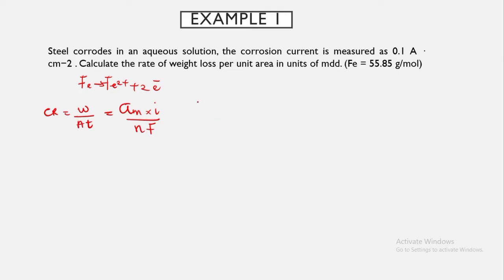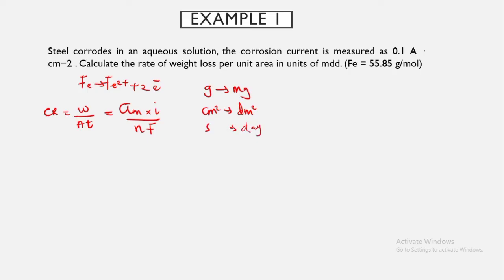From here, let me brief you on something. The MDD means milligram per decimeter squared per day. But when you solve it with this, what you're going to get is gram per centimeter squared per second. So therefore, what you need to do is change the gram into milligram, change the centimeter squared into decimeter squared, and then change the second to day.